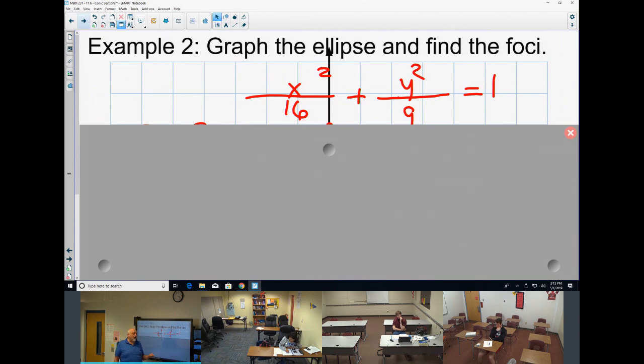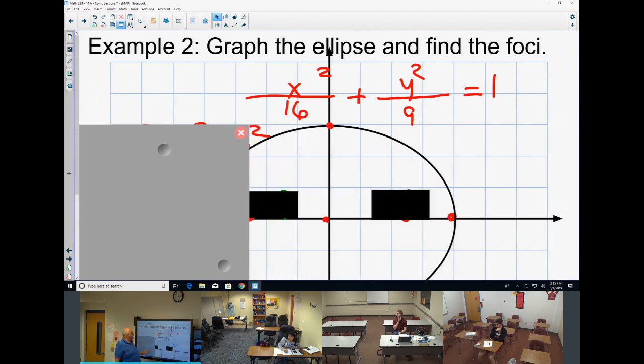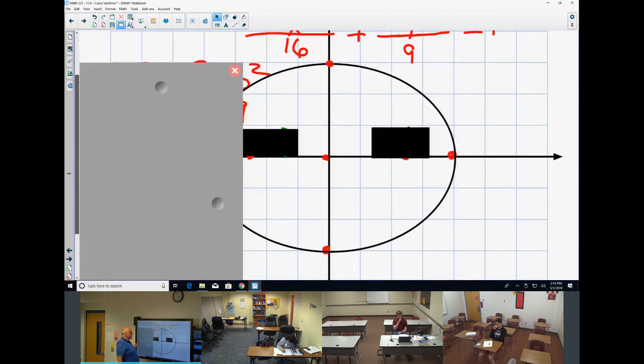Then from that point, you use the numbers under here to find 4 points that will help you graph. Underneath the x, the square root of 16 is 4. So from the center in the x direction, you're going to go left and right 4 units. And the number underneath the y is 9, the square root is 3, plus or minus 3. So you're going to go up 3 and down 3. And then you just connect those dots in elliptical fashion. And that's the graph. Okay?